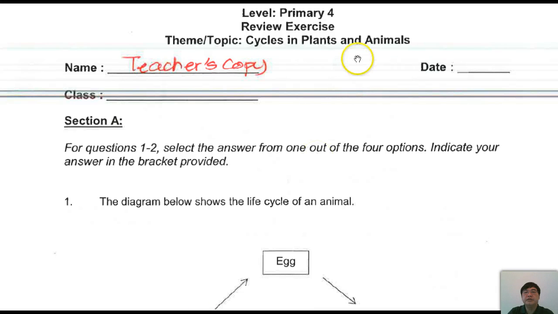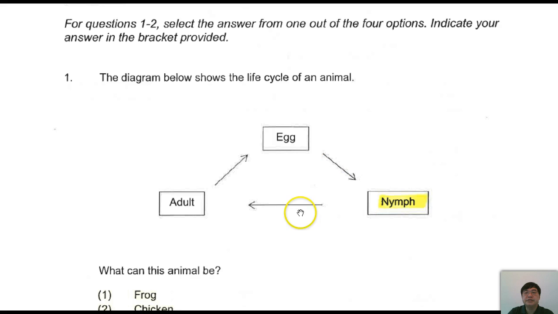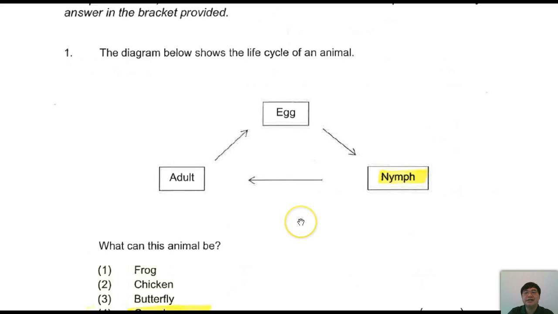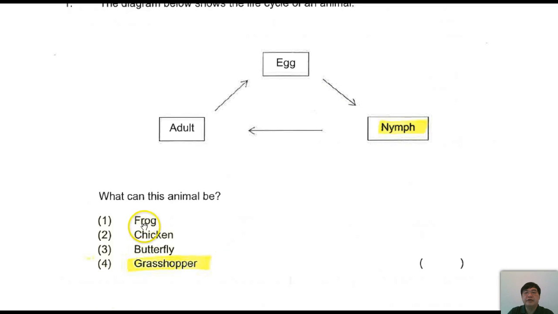Right, good morning again. Let's do this review exercise. The theme topic is a cycle on plants and animals. Take a look at this cycle, a normal three-stage cycle with nymph. You know that the frog, chicken, and butterfly do not have the nymph stage. Therefore, the answer straight away is 4.